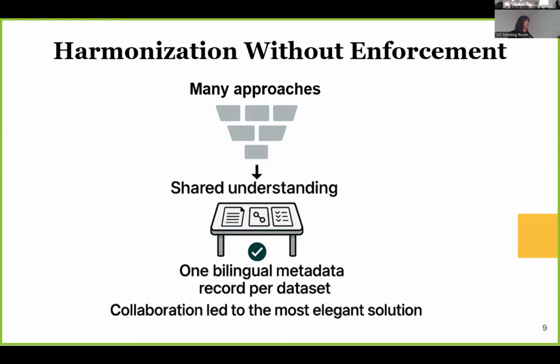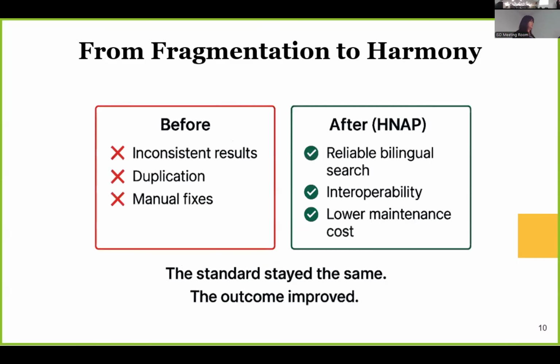So that shared understanding of one bilingual metadata record per data set, really through collaboration, led to the most elegant solution. So they just converged towards the same solution, again, without it being mandated. So before we harmonized, that's when we decided to harmonize and to create wikis and sort of help files, standard operating procedures to help these departments harmonize.